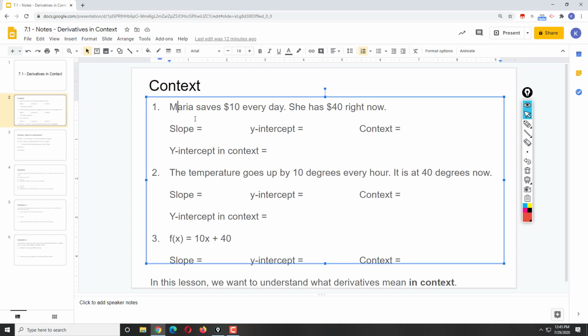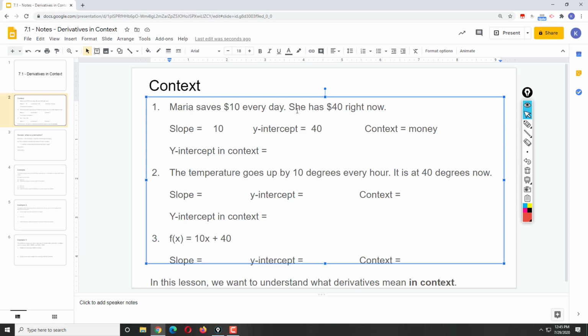Some examples will help. Number 1. Maria saves $10 every day. She has $40 right now. Well, if she saves $10 every day she has $10 more. The slope is 10. The y-intercept, that's the starting number, 40. Context is, what is this problem about? Well, this problem is about money, how much money Maria has. So the y-intercept in context, she has $40 right now.